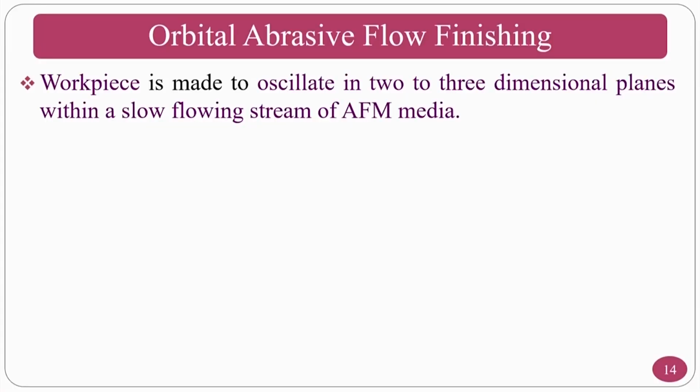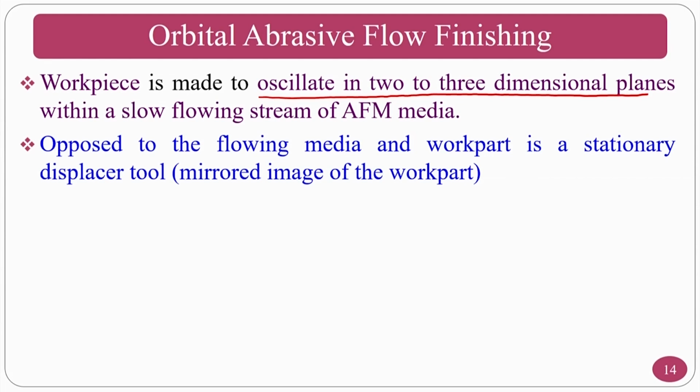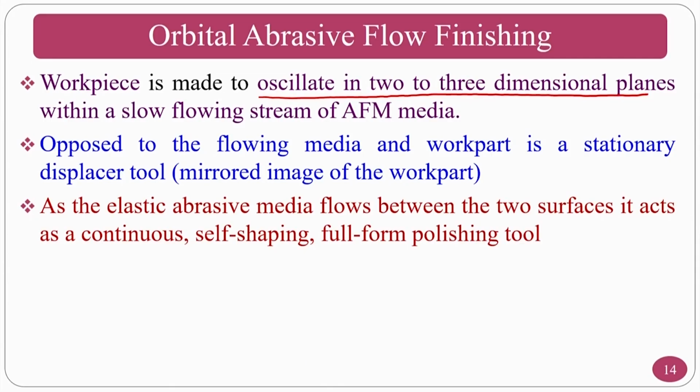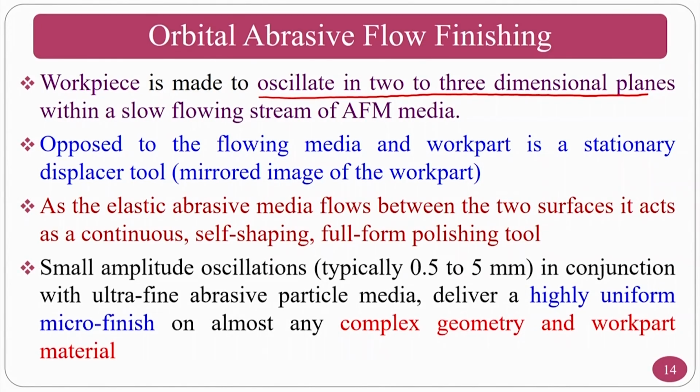If you see the mechanism of the orbital abrasive flow finishing process, the workpiece is made to oscillate in 2 to 3 dimensional planes with a slow flowing stream of abrasive flow finishing media. Opposite to the flowing media, the work part is stationary, and as the elastic abrasive medium flows between the two surfaces, it acts as a continuous, self-sharpening and fully forming polishing tool. The small amplitude oscillations, typically 0.5 to 5 mm, in conjunction with ultrafine abrasive particle media, deliver a high uniform microfinish on any complex geometry work part material.